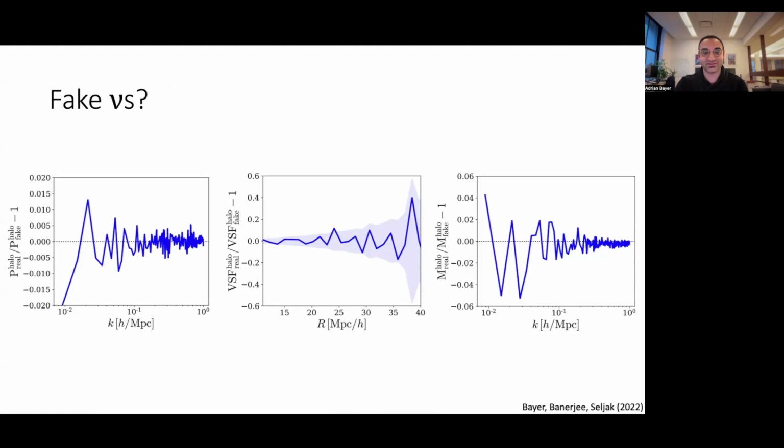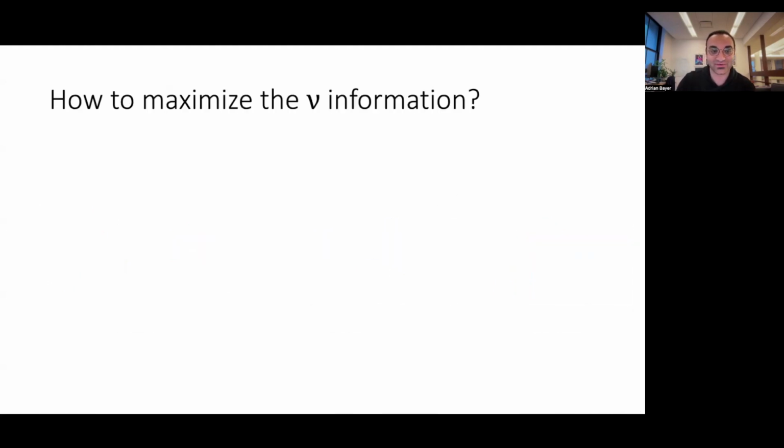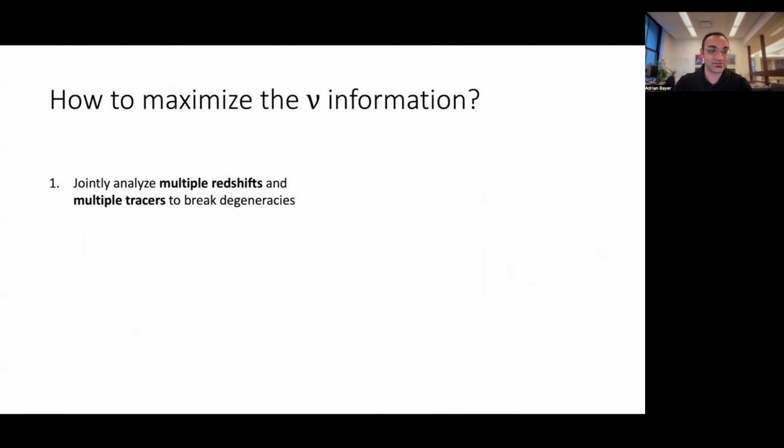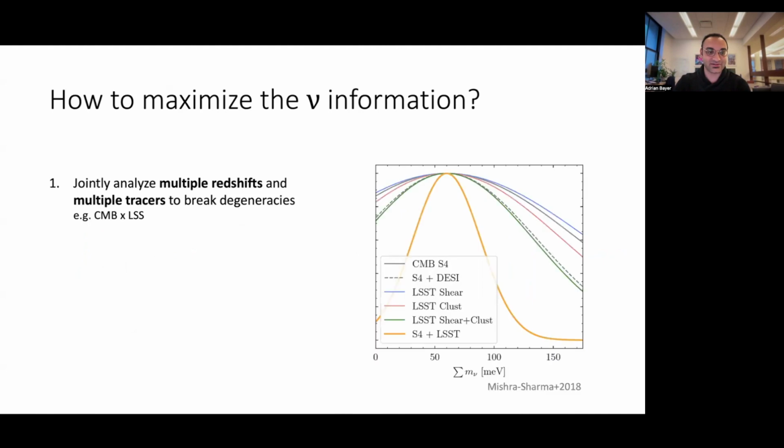And so what does this mean moving forward in terms of measuring neutrino mass? How can we maximize the information about neutrino mass moving forward? And so one thing we can do is jointly analyze multiple redshifts and multiple tracers to break degeneracies. So those previous slides were just at a fixed redshift, but neutrinos evolve differently to cold dark matter. So if you combine information from multiple redshifts, that can help break degeneracies and give you information about neutrino mass. And so one obvious way to do this is using CMBxLSS.